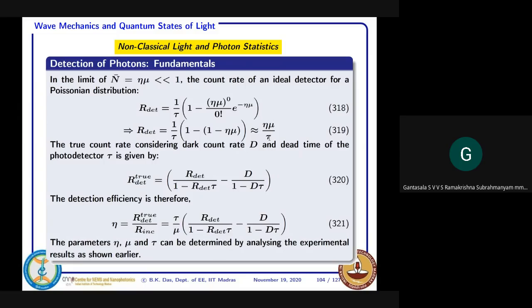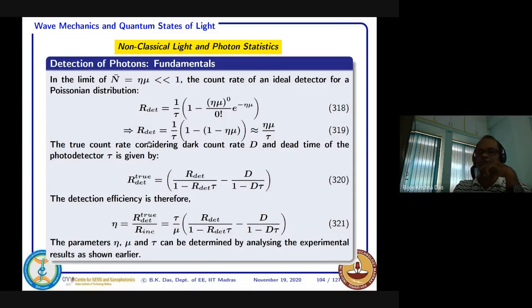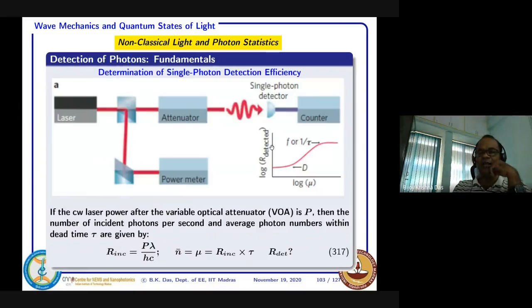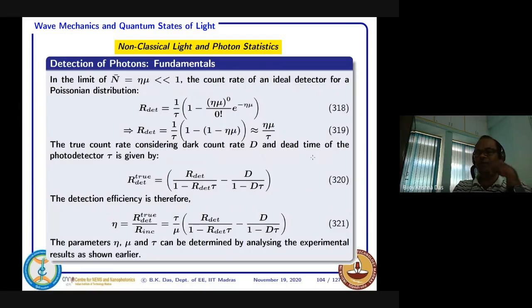A straight line, sir. Log R is equal to log eta plus log mu. So it should be a straight line. Even if you just plot R detected as a function of mu, it will be a straight line. In log scale, with both sides log, it will also be a straight line. But instead of that, you are getting something different, because of other things that happen. In this case, you are considering that whatever is coming, you are measuring instantaneously.